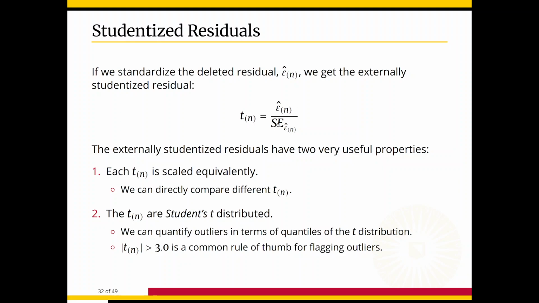So these T sub n, these externally studentized residuals, have two nice properties. One, they're all scaled equivalently. So we can look for extreme values and not have to worry about potential heterogeneity telling us that some cases are outliers when maybe they're not. And they are Student's t distributed. So these are distributed in the same way as the t-tests that we've been doing to check our regression slopes and that kind of stuff.